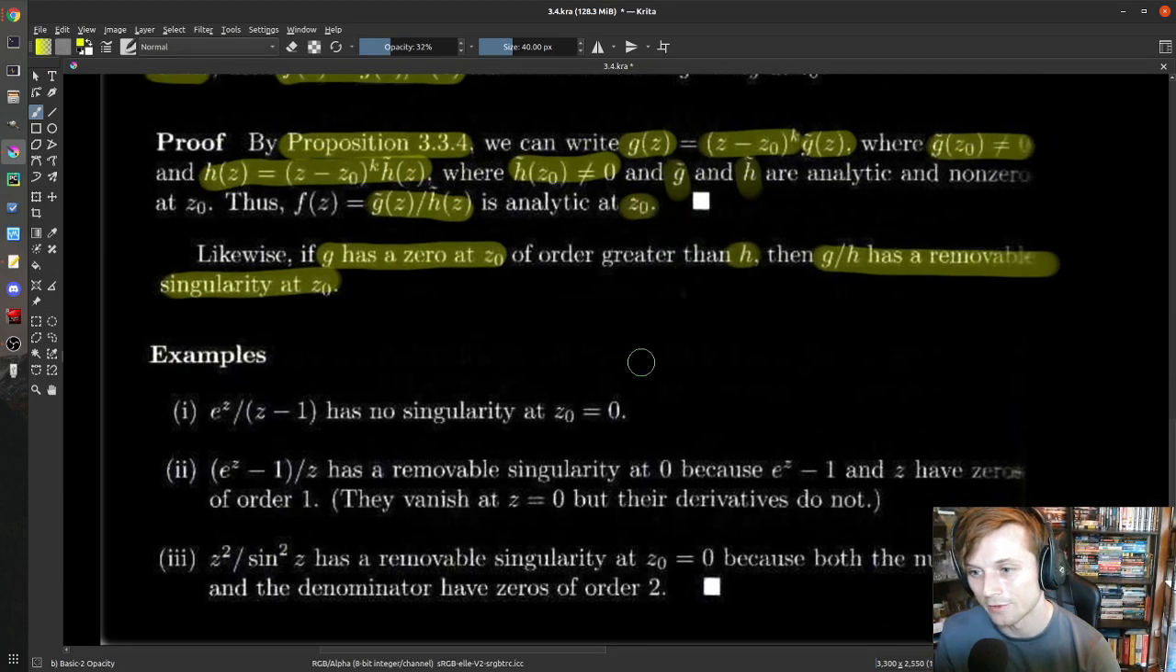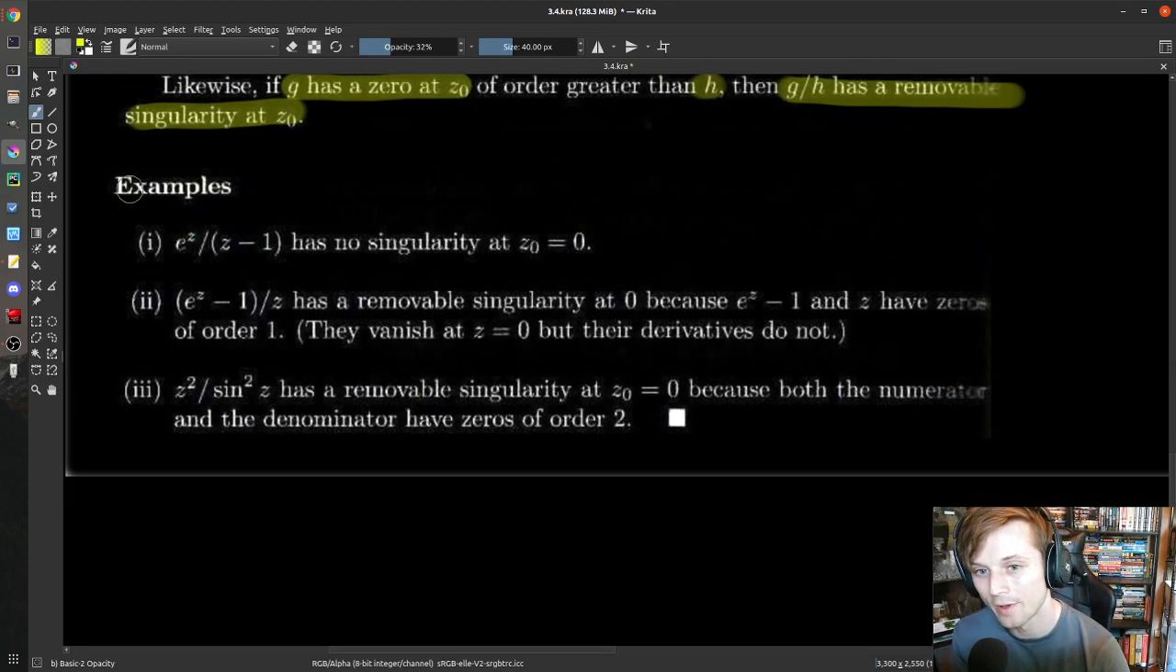a couple of examples just to really drive the point home. So e to the z over z minus 1. This doesn't have a singularity at 0 because the bottom isn't 0. It's a pretty easy example. So when you're starting to do this, make sure that you're actually looking at cases where this makes sense. The bottom has a zero at z equals 1, but not at z equals 0.